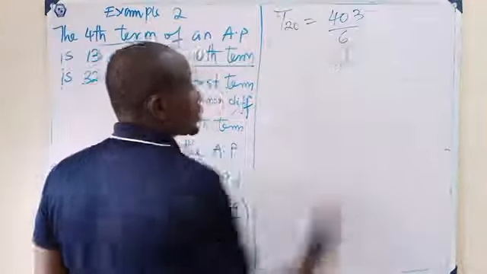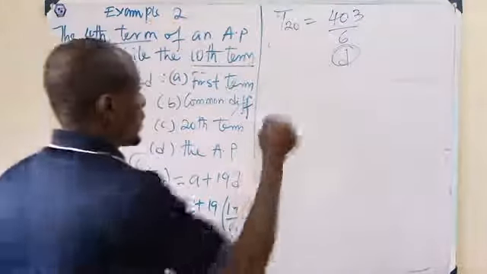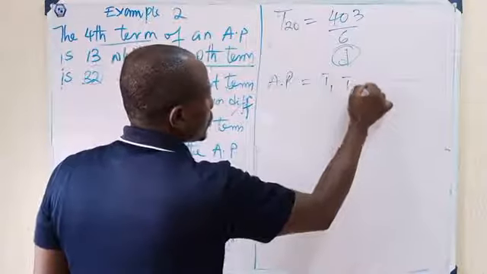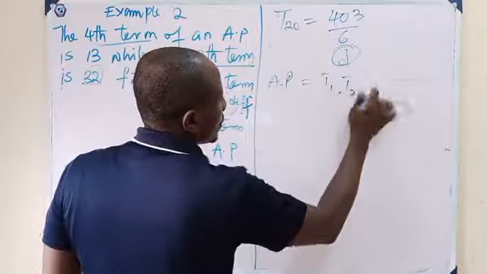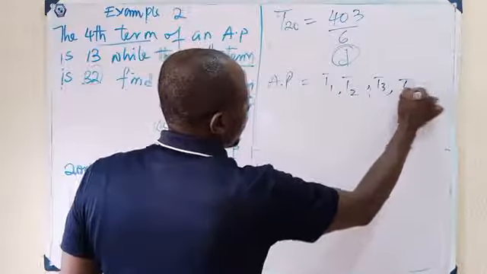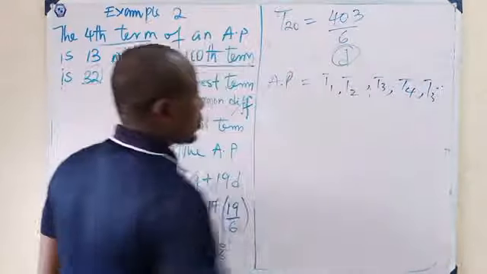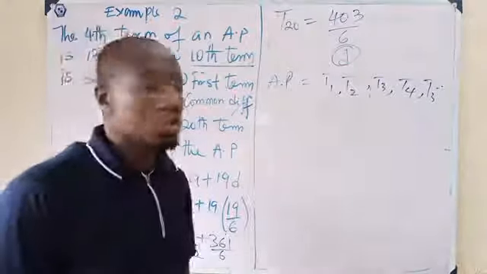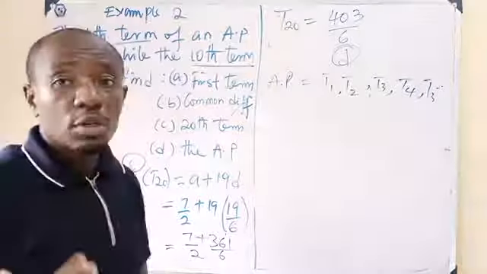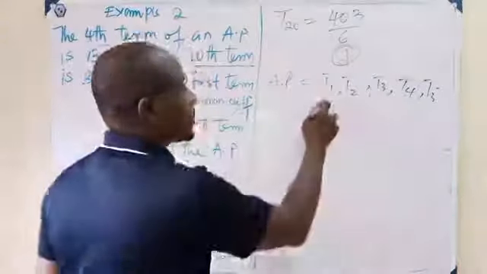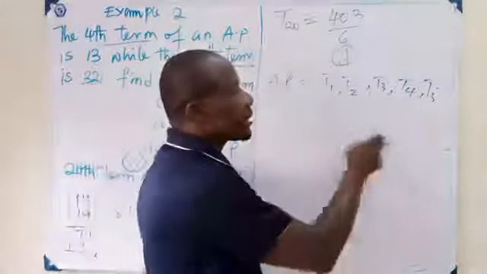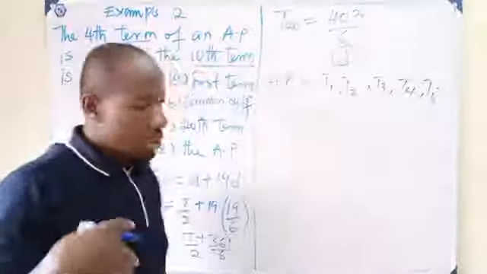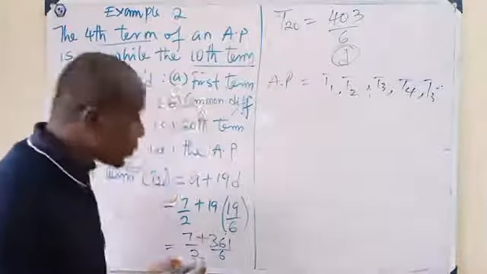I will give you this one to try and see whether you can get it. For the AP, you just have to find T1, T2, T3, T4, T5, and so on. That is all they mean by the AP. So all you just need to do is to use the same method. We have already obtained the first term, so use it to find the second term, the third term, the fourth term. You can stop at the fourth term, or the fifth term, and so on. So that is all we need to do.